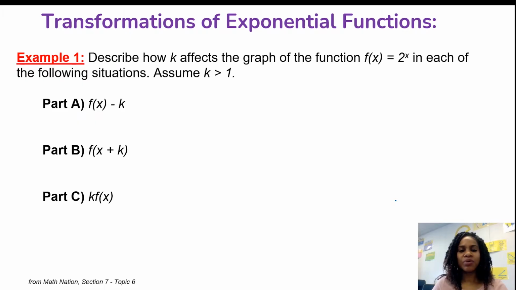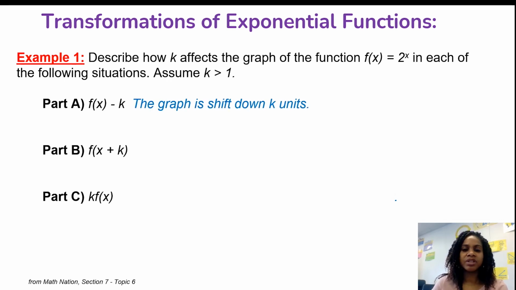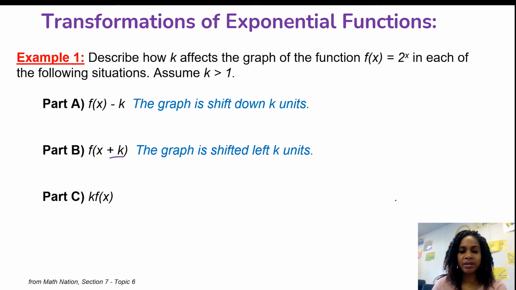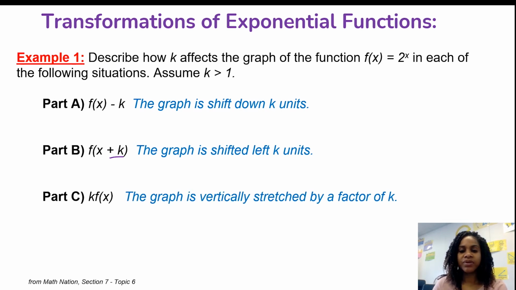Looking at example 1, it says describe how k affects the graph of the function f of x equals 2 to the x power in each of the following situations, and we're going to assume that k is greater than 1. Part A, f of x minus k, is on the outside of the parentheses, so that would be shifted k units down. Part B is inside the parentheses, so remember it's going to be the opposite, so that is shifted to the left, and we would subtract k units from our x value. And part C, k times f of x, that would be the graph is vertically stretched by a factor of k. All right, so now let's move on.